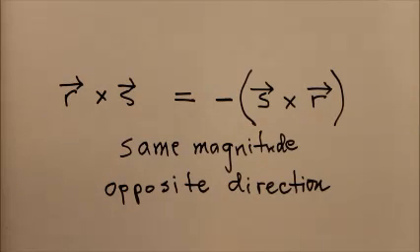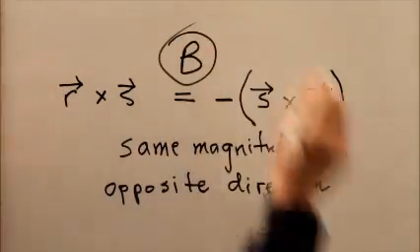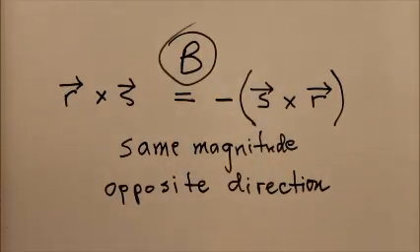The correct choice here in this question, therefore, is choice B. That's what choice B in fact says, and that is what anti-commutative means.